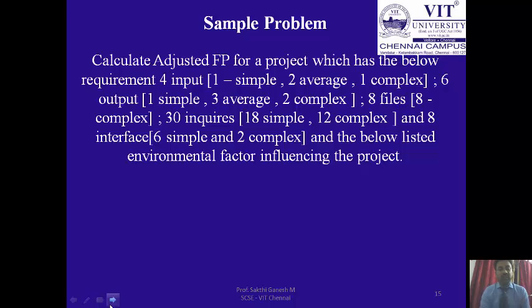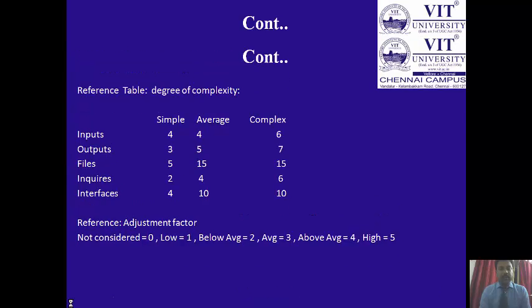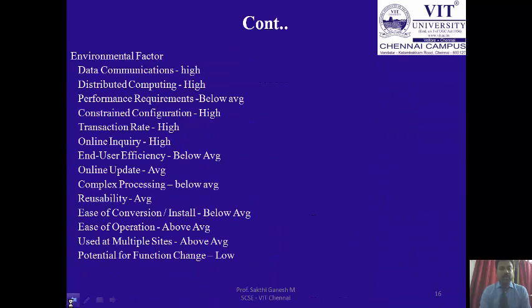These environment factors influence the project in various ways: data communication, distributed computing, performance requirement, constraints, transaction rate, online inquiries, end user efficiency, online updates, complex processing, reusability, ease of conversion, ease of operation, use of multiple sites, and potential for function change. Based on these, we prioritize them as high, above average, average, below average, and low, and we have a reference table to calculate the adjustment factor.